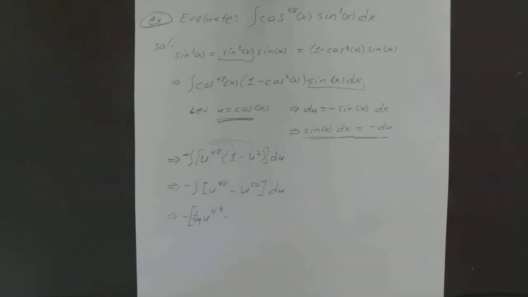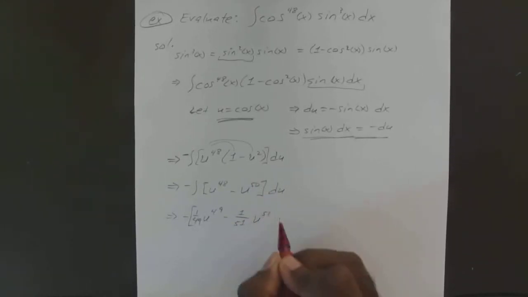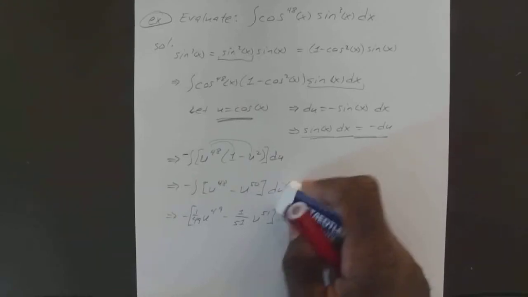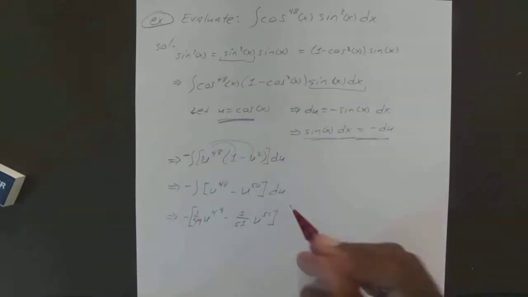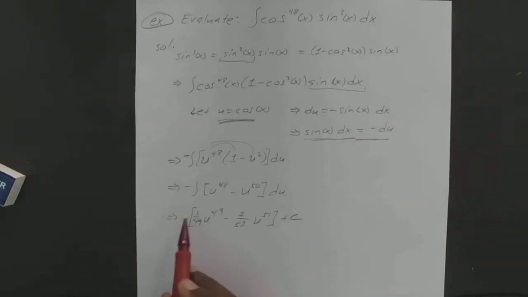So 1 over 49, u to the 49. Minus 1 over 51, u to the 51. Oh, expect you to plus c.